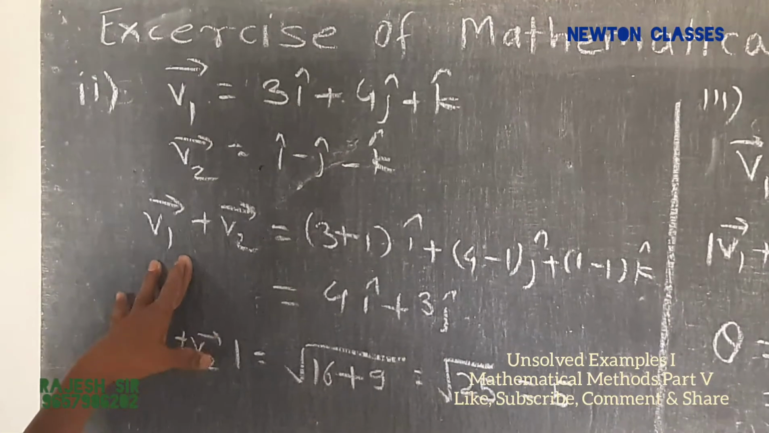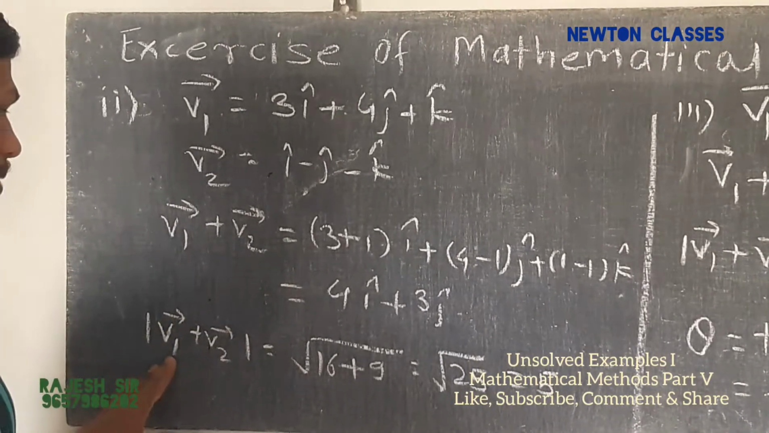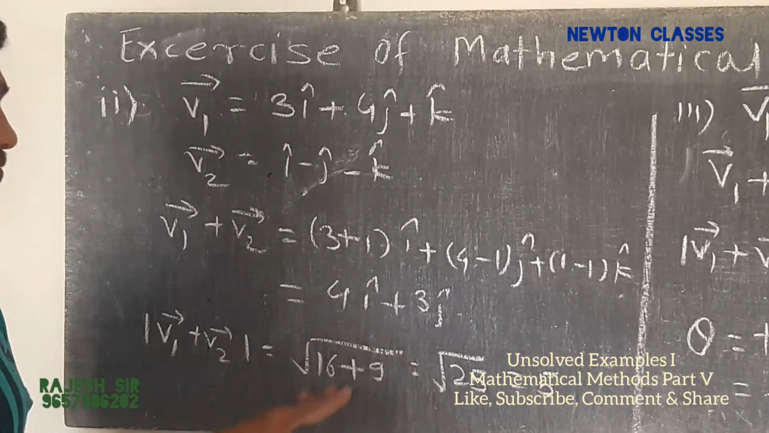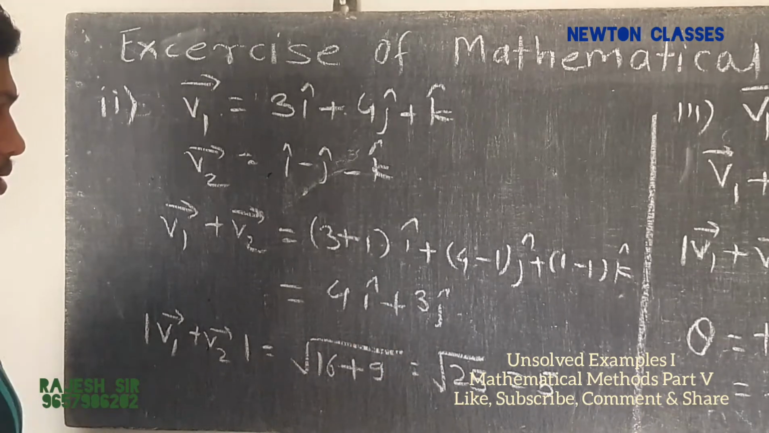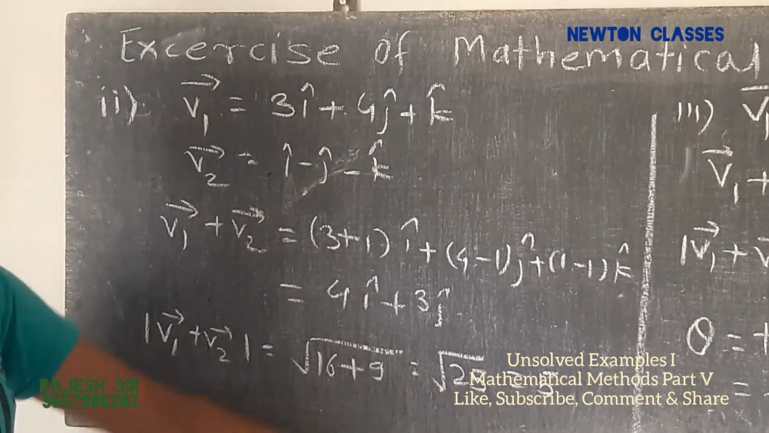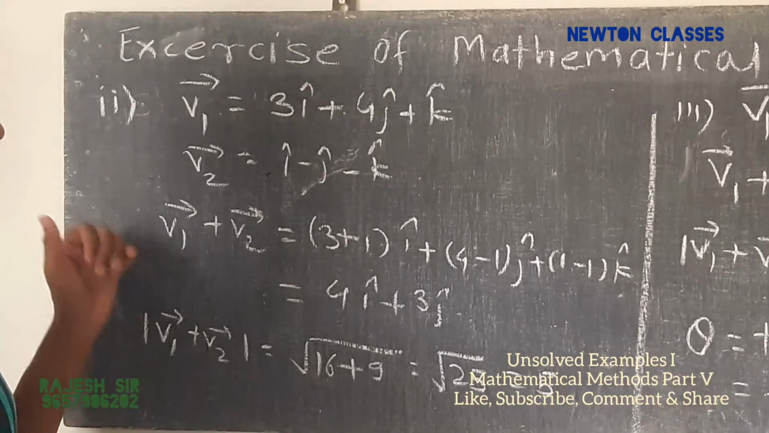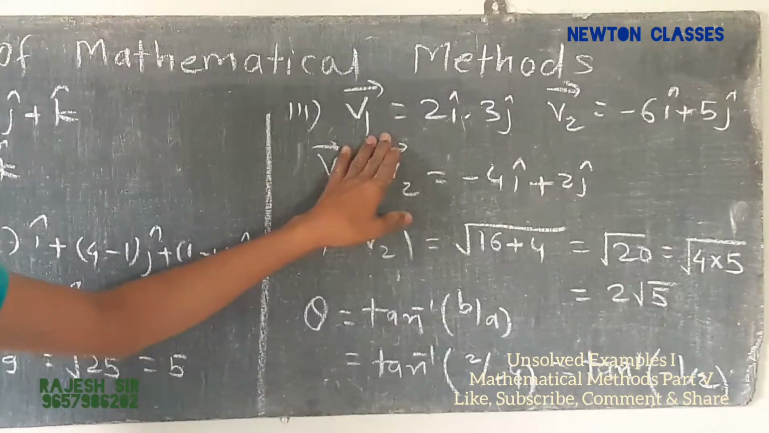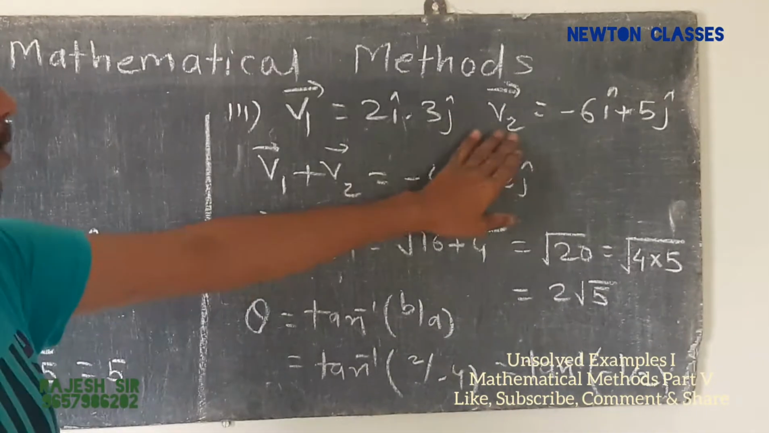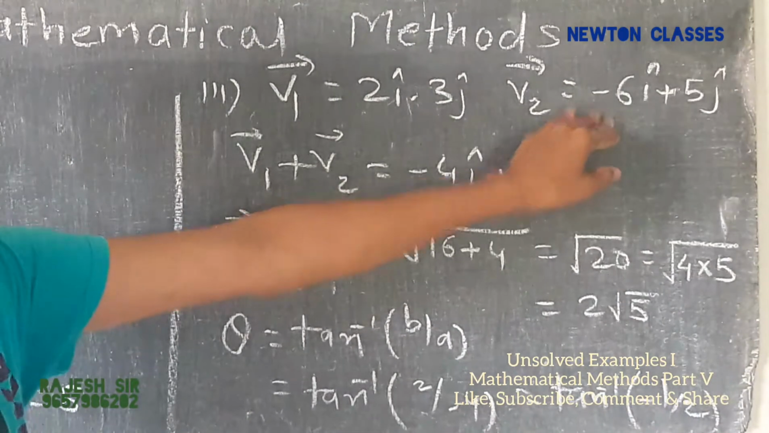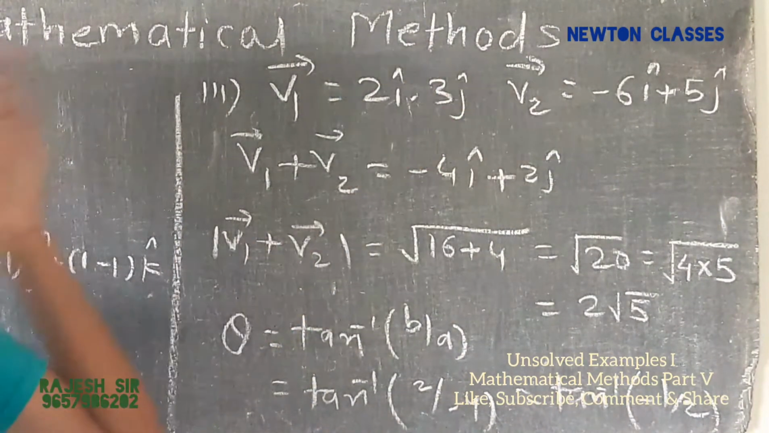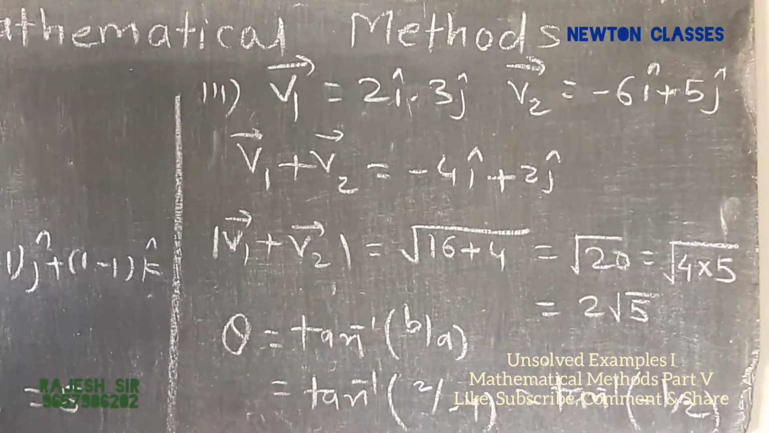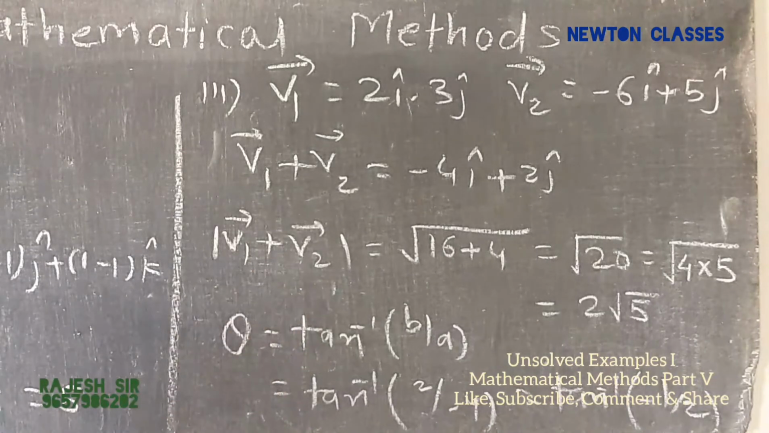Now this is the addition of two vectors. We have to calculate the magnitude of this vector, which can be obtained by the square root of 4 square plus 3 square, which gives under root of 25, equal to 5. Therefore the magnitude of the addition of these two vectors is equal to 5. Next question: v1 bar is equal to 2i minus 3j, v2 bar is equal to minus 6i plus 5j. We have to obtain the addition of these two vectors, the magnitude, and the direction of that addition.